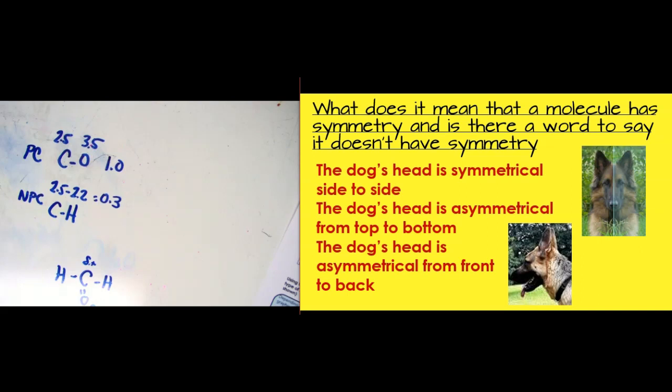Finally, when you look at this other picture, you'd actually look at the dog's head. It's asymmetrical from front to back. Why? Because the nose only sticks out on one side. There's not a nose on the back of the dog's head as well. So, symmetry: mirror images, same on both sides when you split it in half. Asymmetry says that's not the case.